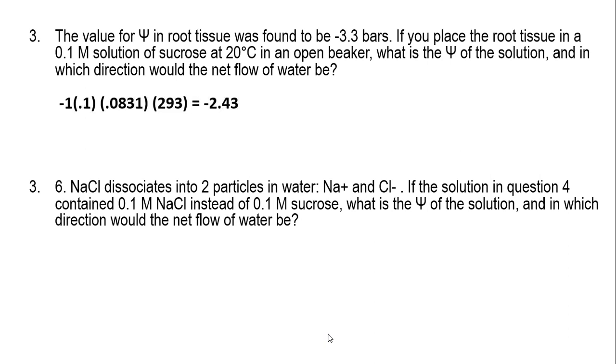So here's our water potential of our solution. We know it's glucose, so negative 1 is our ionization constant. Concentration is 0.1. We're at 20 degrees Celsius, so 273 plus 20 is 293. So it's negative 2.43. Now the root tissue itself is negative 3.3. So just looking at those two numbers, which direction does the water move?